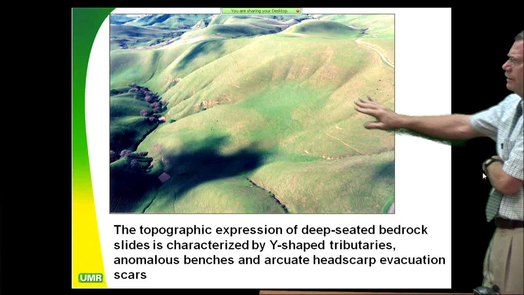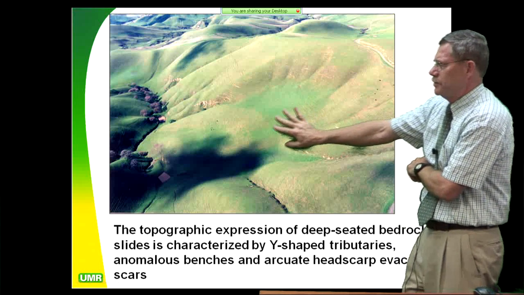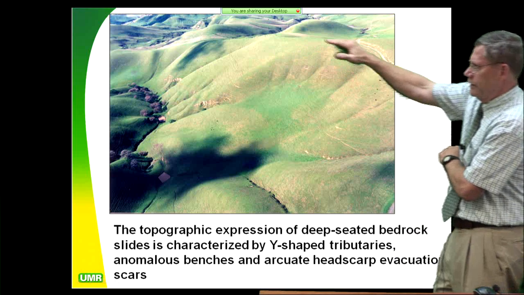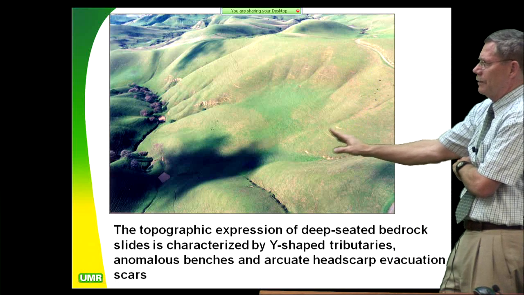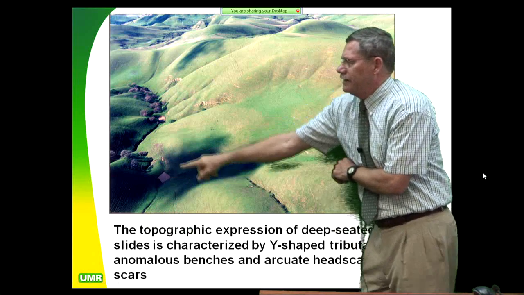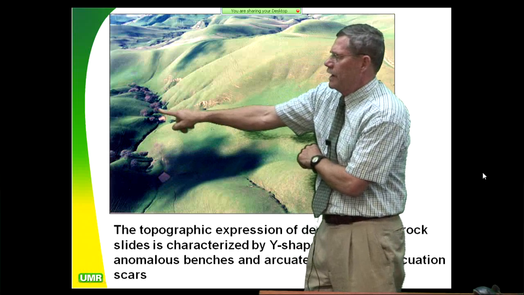And what do you see? You see a nice topographic bench. This is where everybody wants to build their ranch or their dream house. You see an arcuate headscarp coming around. You see a channel that used to come right through here like that, and now the channel is bending around the toe and going around the feature.